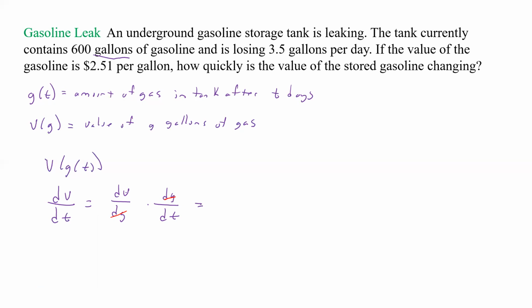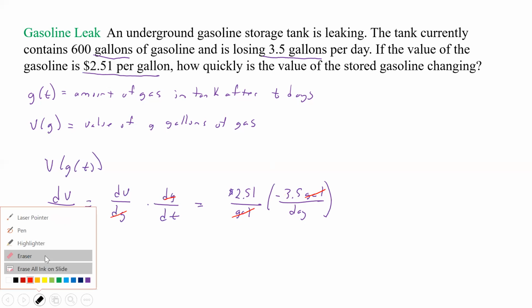All right, so the change in value per gallon, well, it's 2.51 dollars per gallon. That's what this is, because it says that's the value. And it says we're losing 3.5 gallons per day. So then we're going to multiply that by a negative 3.5 gallons per day. And now if we notice, our gallons cancel, and we're going to have dollars per day.